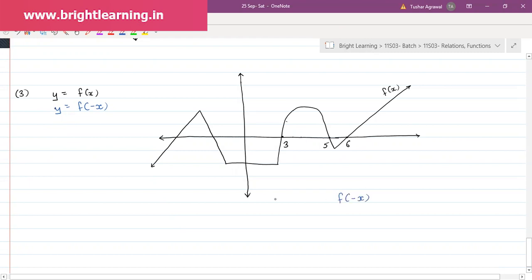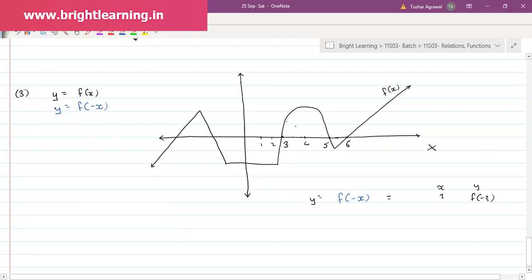So if you actually plot the graph of f of minus x here, I am plotting on this x-axis. If I substitute x equal to 3, I will have to take the image of what, sir? I will have to take the image of the minus 3 point. So for x equal to 3, the corresponding image will be f of minus 3.